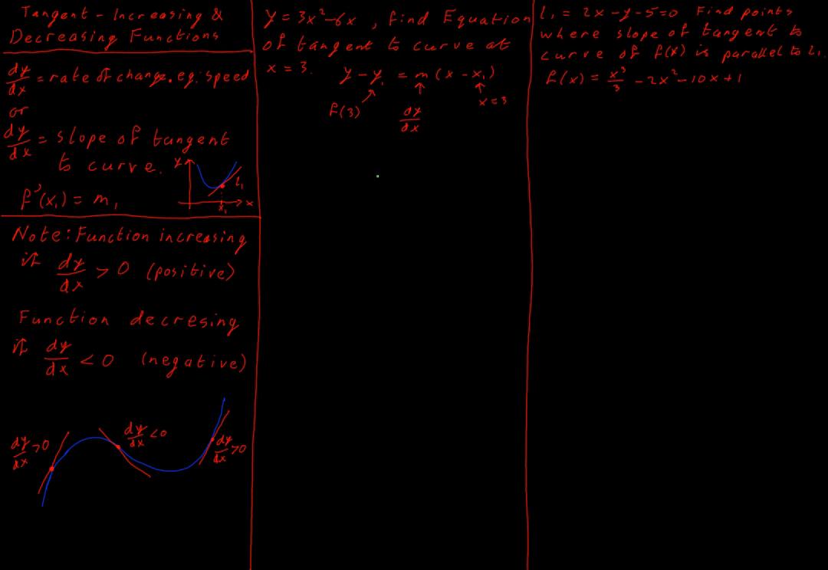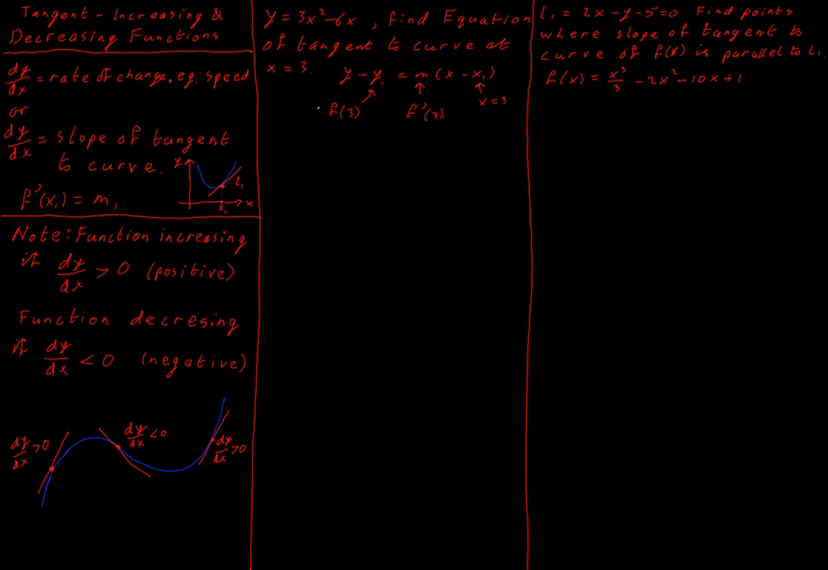Or as I've used function notation here, I'll just remind you of it. If f of x is my function, then f dash x is going to be my derivative. So I'm looking for the derivative when x is 3, and that's going to give me my slope. So I now have a game plan for what it is I need to do.